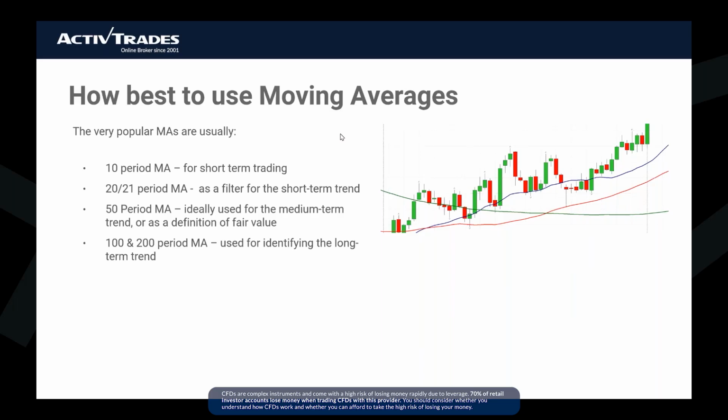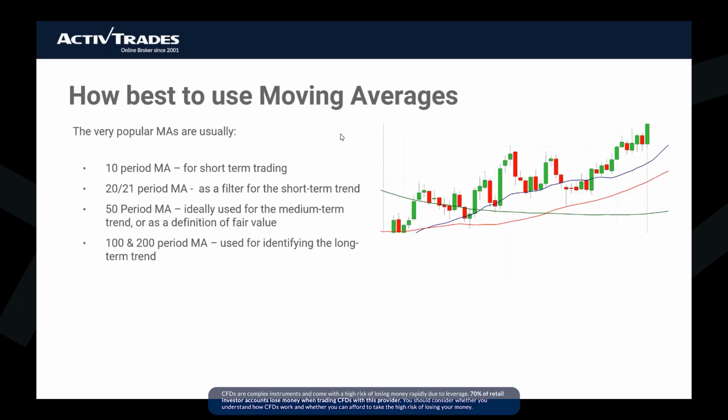Some people prefer 20, some people prefer 21. Once again, I don't think there is enough of a difference between them. If you plot a 20 period and a 21 period moving average, I don't think you'll find enough of a difference to do it, but it is a useful filter for the short-term trend.